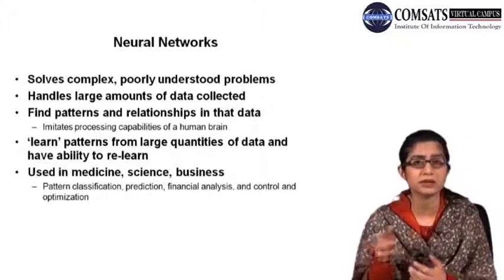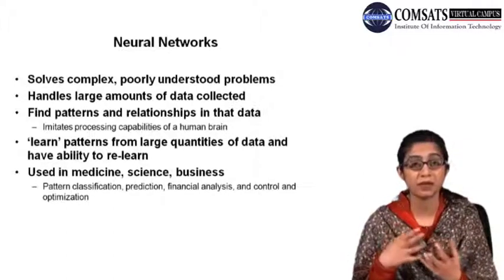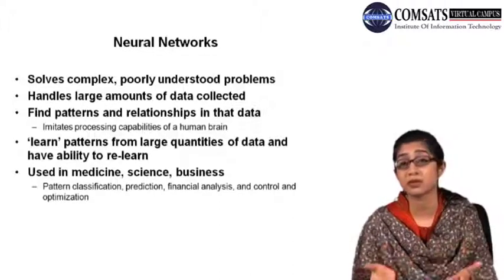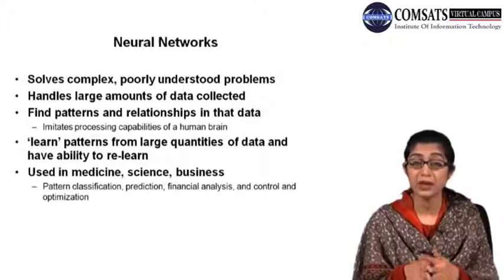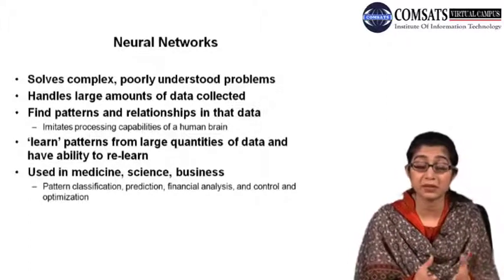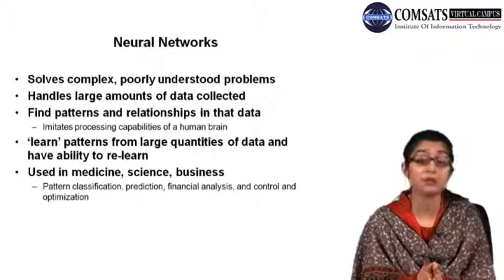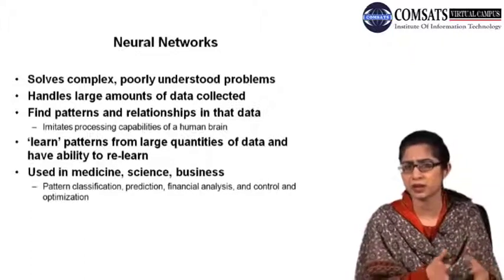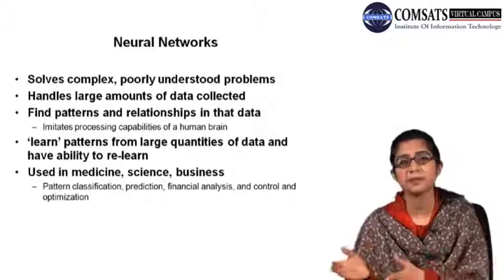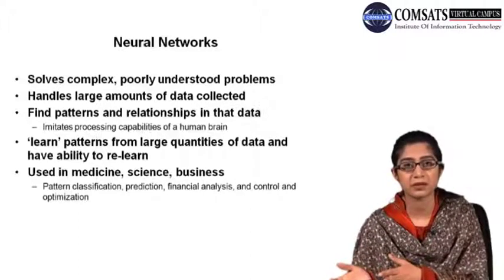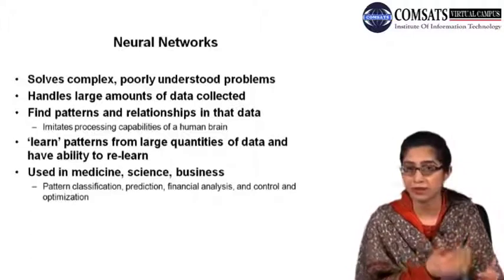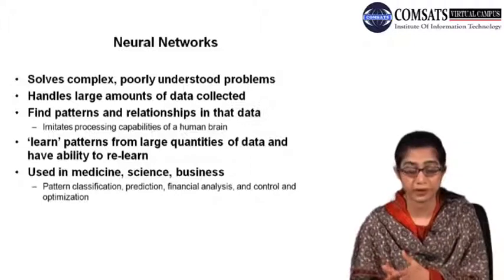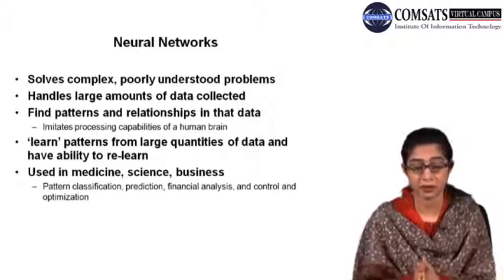So again, finding patterns and relationships is the work of the human brain. So these neural networks basically imitate the processing and capabilities of the human brain as well. अब ये क्या करते हैं? They basically learn patterns from large quantities of data and have the ability to relearn. So for example, if they have learned that this is the kind of pattern that is being created, but this pattern is not ending up in a proper solution, then they try to relearn the patterns and relationships again, from the large amount of data, and try to come up with a solution again. So this is how these neural networks work.